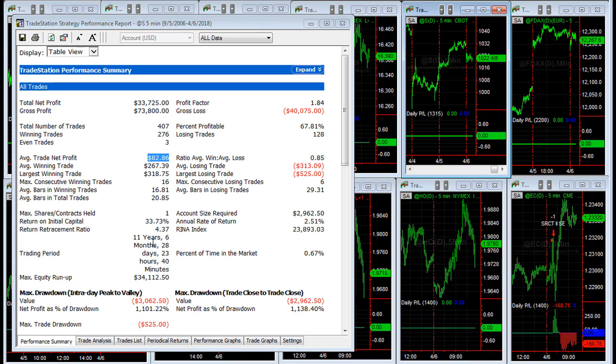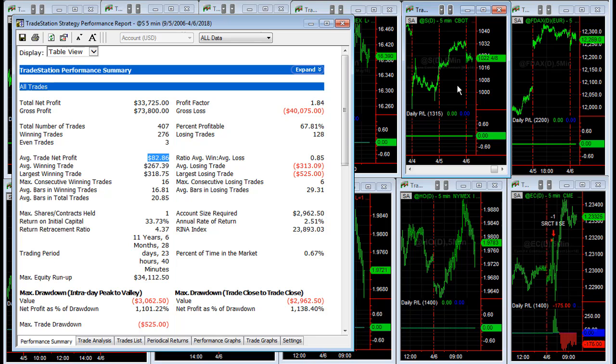It has a lower average trade profit, but you can boost this average trade profit. There's ways to do that, and if you want to know how to do that, you basically change one or two of the parameters to make it more selective, and you have less trades, less net profit, but you can boost the average trade profit.